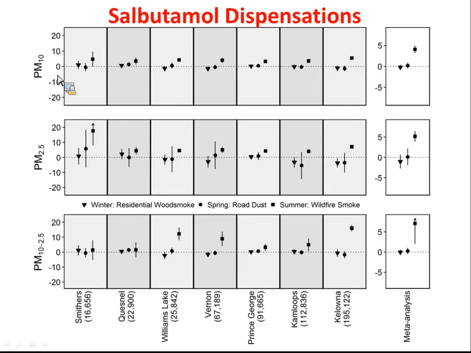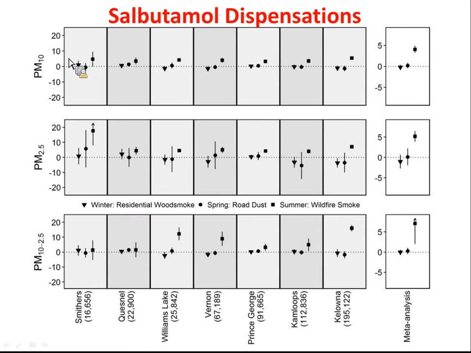So what we can see up here, PM10 associated most strongly with salbutamol dispensations during the summer wildfire months. And when we look at the meta-analysis estimate, note that this y-axis has changed. We see about a 5% increase in salbutamol dispensation rates for a 10 microgram per meter cubed increased change in PM10. We see about the same thing here for PM2.5.